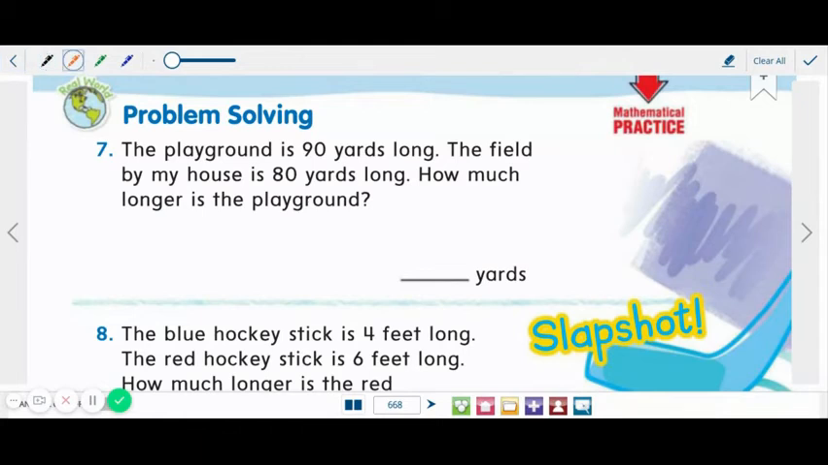All right, number 7. Again, the playground is 90 yards long. So let's put that over here. Let's get our math problem ready. And then the field by my house is 80 yards long. So I'm going to put the big number on the top and the small number on the bottom there. And we're going to subtract to find the difference. We're comparing the two. How much longer is the playground? The playground is going to be 90 minus 80. That is 10. All right, so the playground is 10 yards longer than the field by my house.